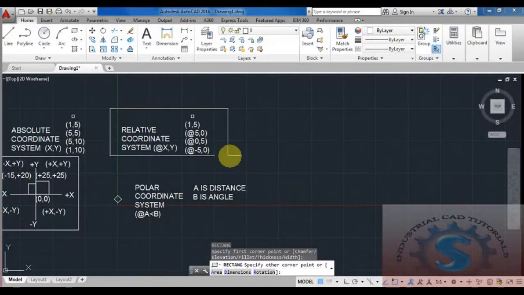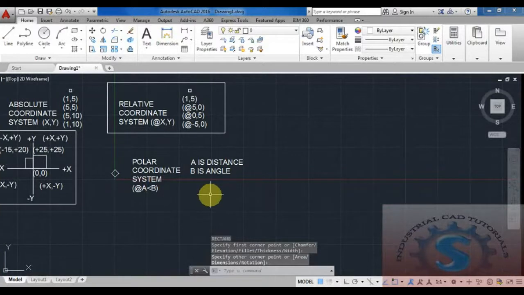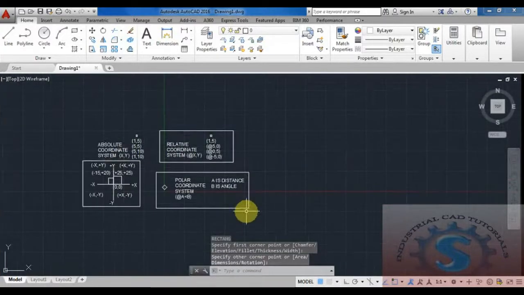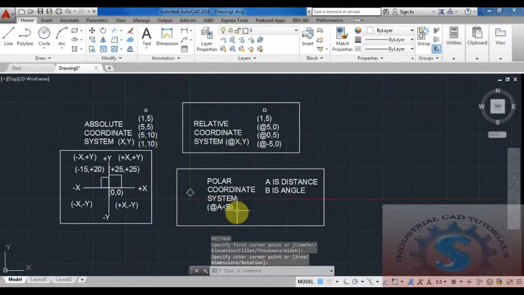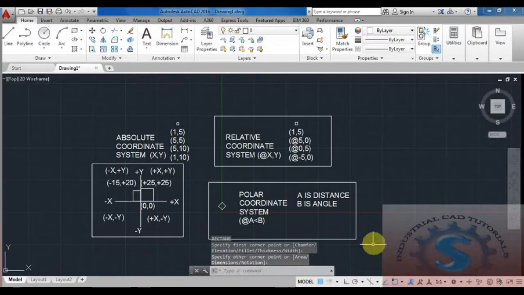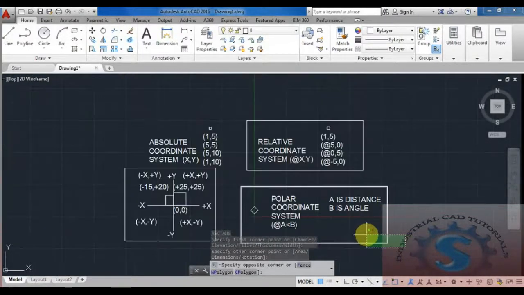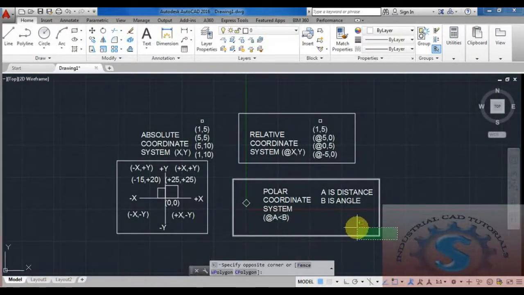If the distance is the same, the angle is different. All of the distances are 10 only, and A is the distance and B is the angle. Like this you can develop using the absolute, relative and polar coordinate systems. As compared to the others, the relative coordinate system is easy, and this is the model of the drawing.